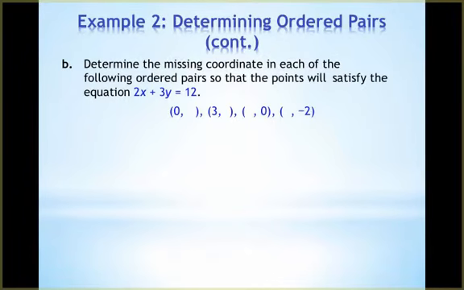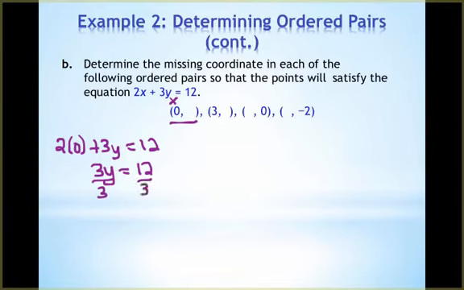Now we're going to do something similar to what we just looked at, but now we're going to find the missing coordinate that would go with each ordered pair. So in the first ordered pair, I have the x value of 0, and what I want to know is what would the y value be. So if I put 0 in for x, 2 times 0 would be 0, plus 3y would just be 3y equals 12, and then I would divide by 3 and get that y equals 4. So the point (0, y) would have a y coordinate of 4.